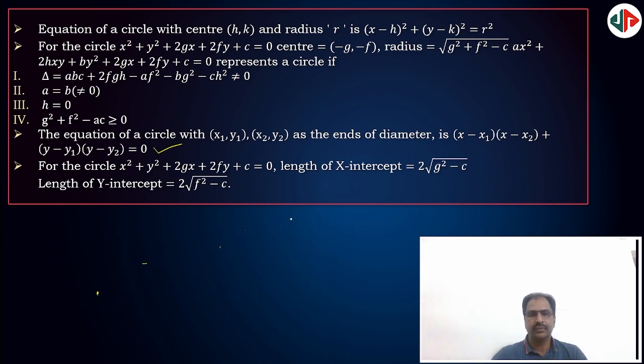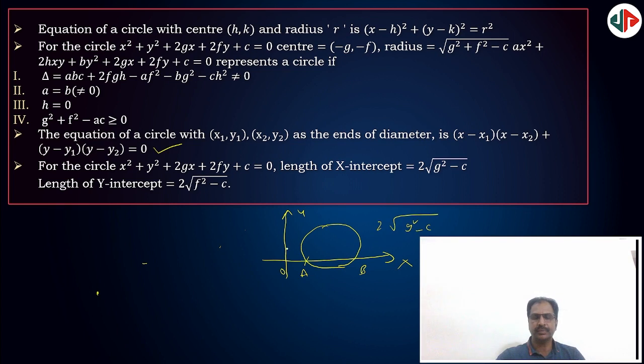Then what is the meaning of length of x-intercept and length of y-intercept? Listen here. If a circle intersects the x-axis at 2 points A and B, then the distance between A and B is known as the length of x-intercept, which is 2 root g square minus c. This is the formula for length of x-intercept.